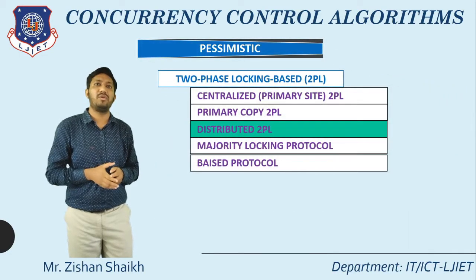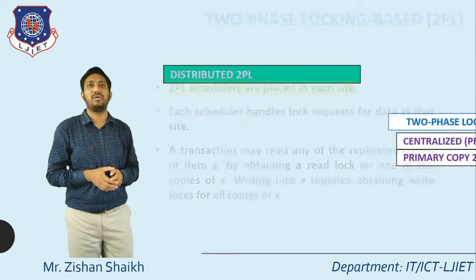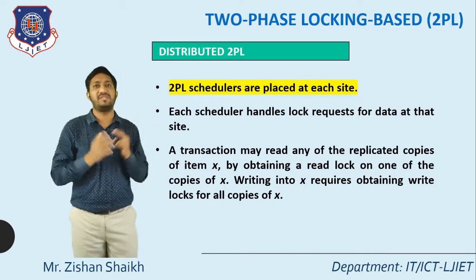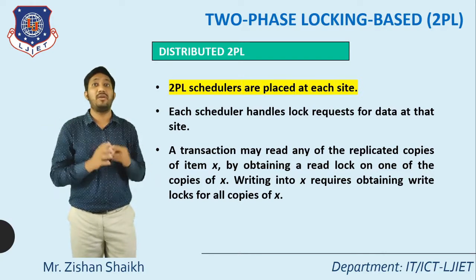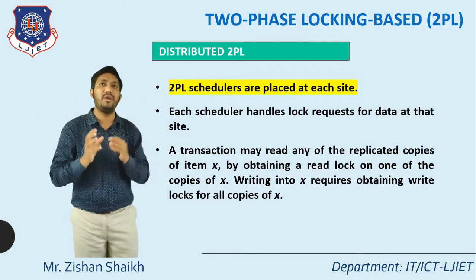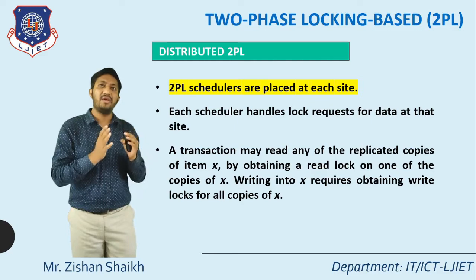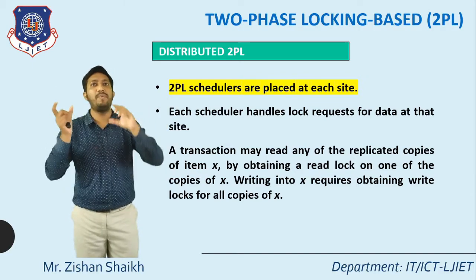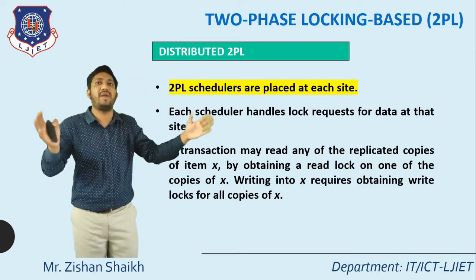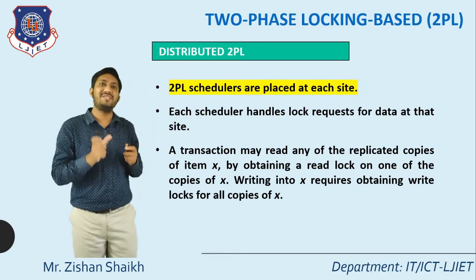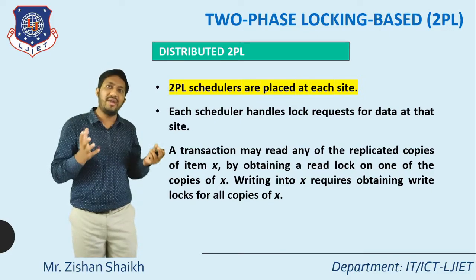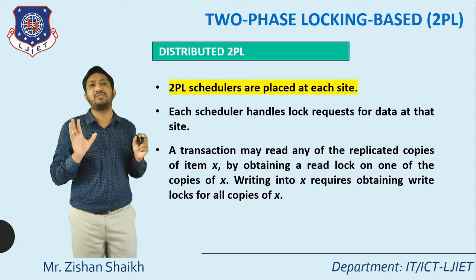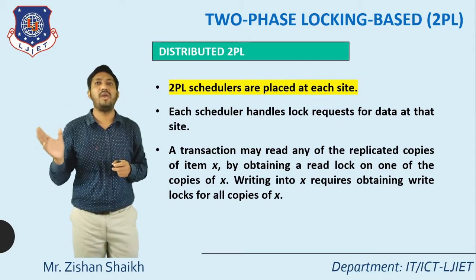Now we move to the third algorithm, distributed two-phase locking protocol. When we talk about distributed two-phase locking, the schedulers are placed at each and every site. In the previous algorithm, primary copy 2PL, we did not consider that each and every site has a copy of our scheduler. But here, our scheduler can be implemented at different sites. In distributed 2PL, the scheduler is divided in terms of our algorithm. Each scheduler handles the lock requests for data items requested by the transaction manager. A transaction may read any of the replica copies of a data item, which was the disadvantage of primary copy 2PL.